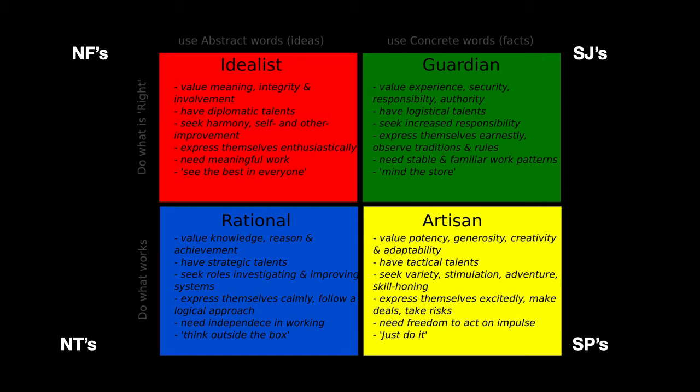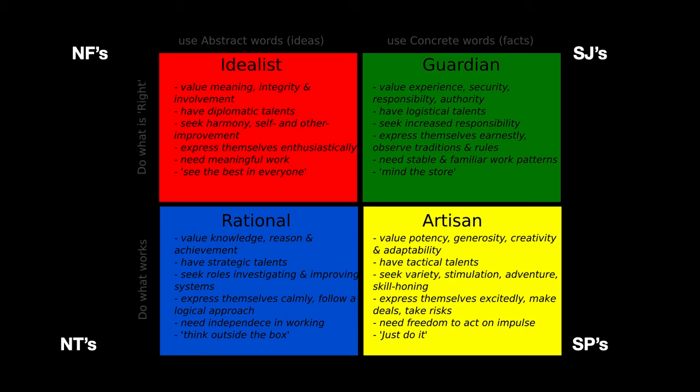And then going over the 4 different types of temperament. So your NFs are your idealists, and those are the people that tend to be more diplomatic in the way that they work and tend to seek out harmony and self-improvement. They tend to be very enthusiastic in the way that they express themselves, and they're also in need of meaningful work as well.